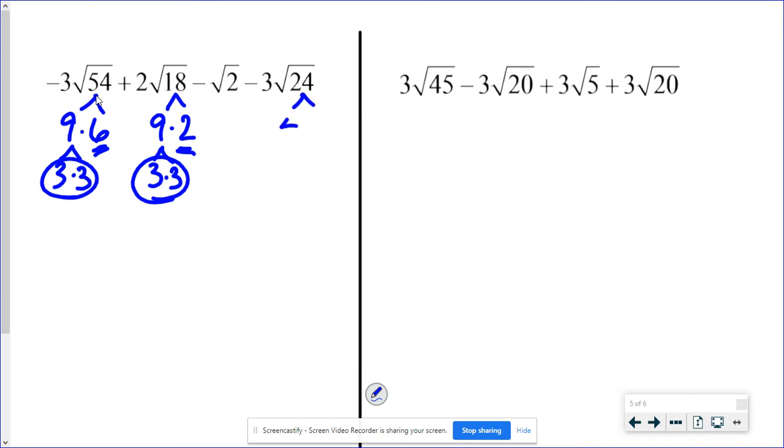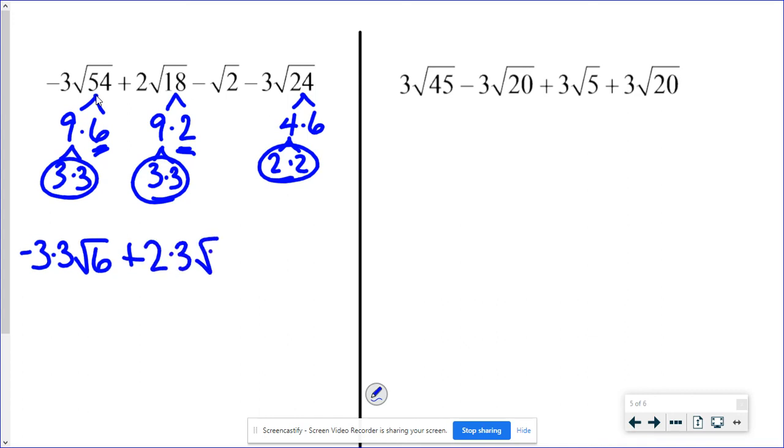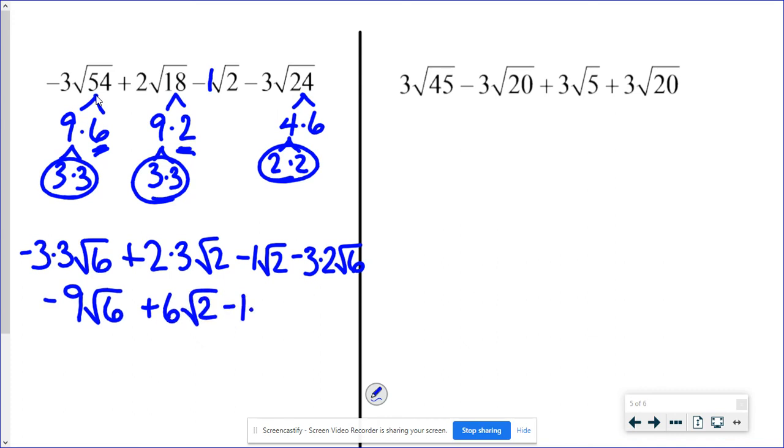24 we've just done a whole bunch of times. 4 times 6, 2 times 2. Okay, so I had the negative 3 on the outside, broke a 3 out, rad 6 left over. Second term, I had the 2 on the outside, 3 broke out, rad 2 left over. Then I had a negative, I'm going to put a 1 in front of that. Then I've got a subtracting 3, 2 breaks out, rad 6. So this is really negative 9 rad 6 plus 6 rad 2 minus 1 rad 2 minus 6 rad 6.